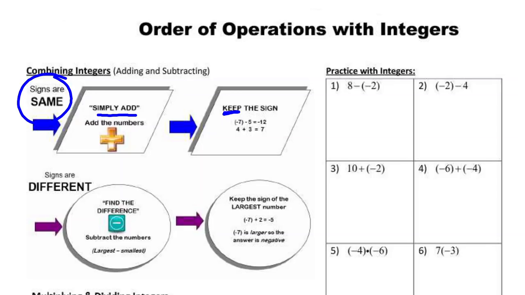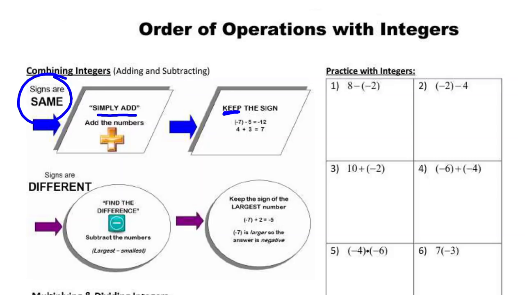They're both negative numbers because that 5 is technically negative, even though it looks like a subtraction sign. So -7 minus 5 would be -12 because they're both negative. The next example, I have 4 plus 3. They're both positives, so I'm just going to do 4 plus 3 equals 7.